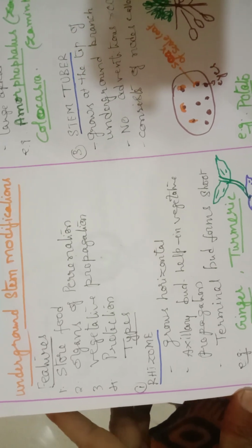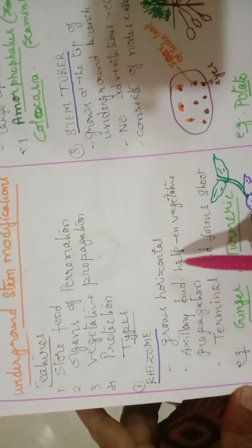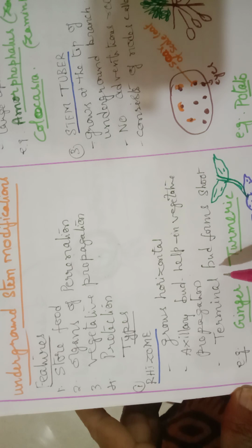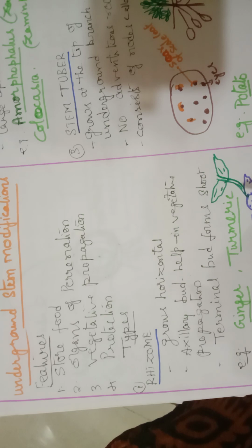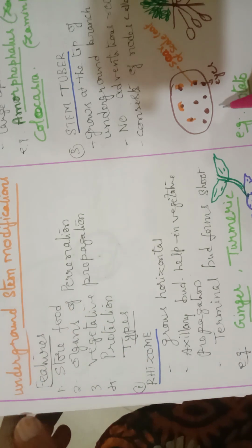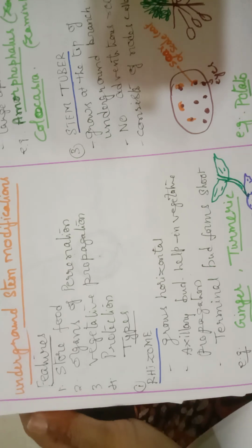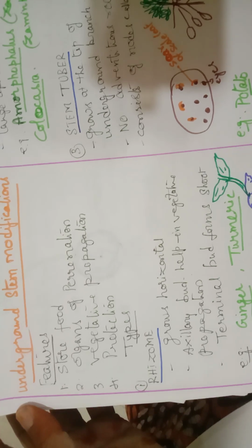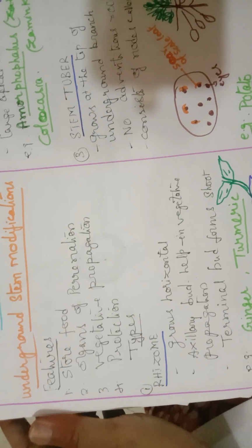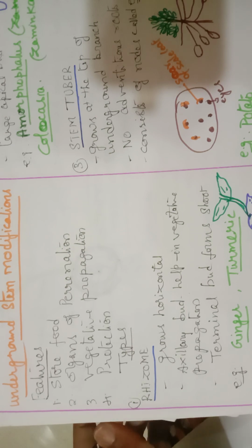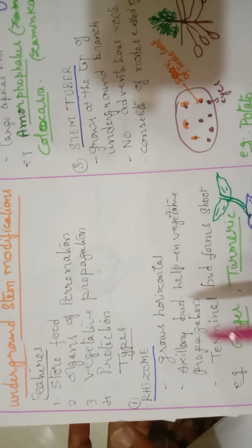First one is rhizome. A rhizome is one which can grow horizontally. It grows horizontally in the soil. Here axillary buds help in vegetative propagation. You know the axillary and terminal buds. Axillary buds are those which are found in the axils of scale leaves or axils of leaves. Terminal buds are those which help in the longitudinal growth, and they are found at the tips of the main stem and the branches. So those are called terminal buds and axillary buds.